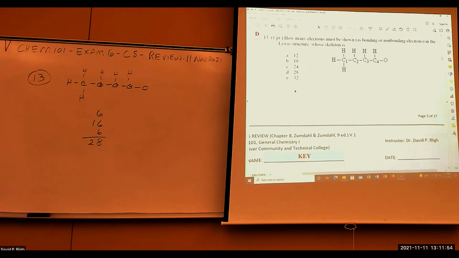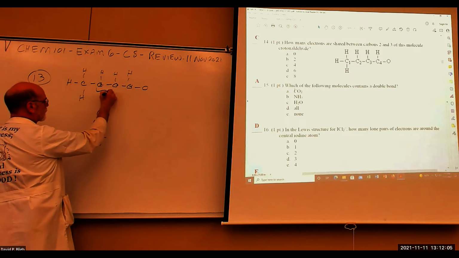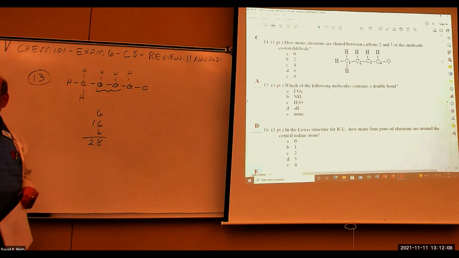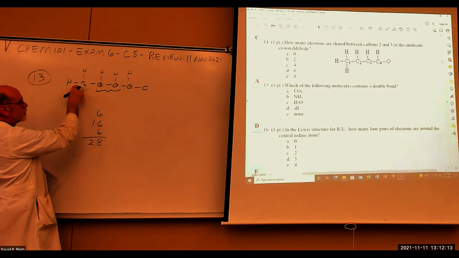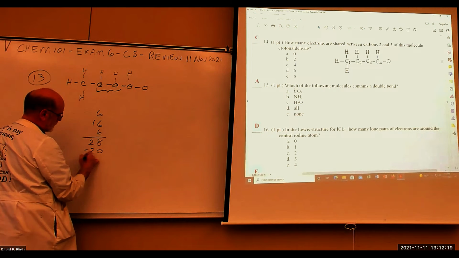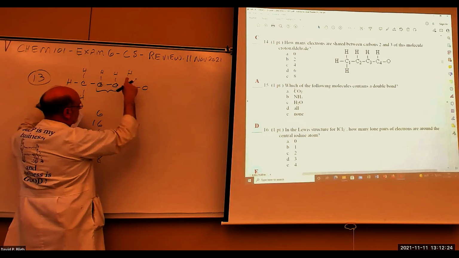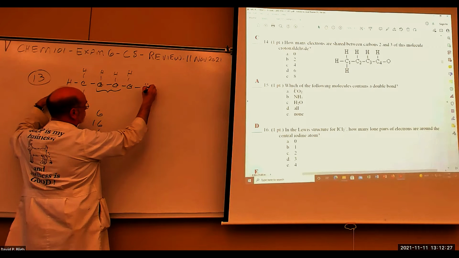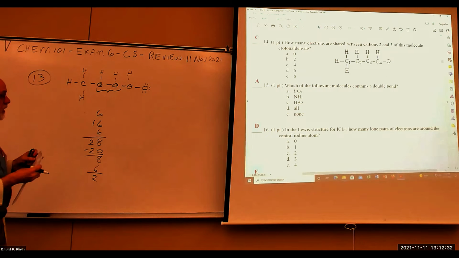Now the next one uses that same diagram, only this one says how many electrons are shared between carbon 2 and 3. So we want to know what's going on between these two. Right, we can't put any more electrons here. We've 28, we've used 2, 4, 6, 8, 10, 12, 14, 16, 18, 20. We got 8 more to go. Work from outside in. Those are all used up. Can't put any more on hydrogens. 1, 2, 3, 4, 5, 6. 2 left over.